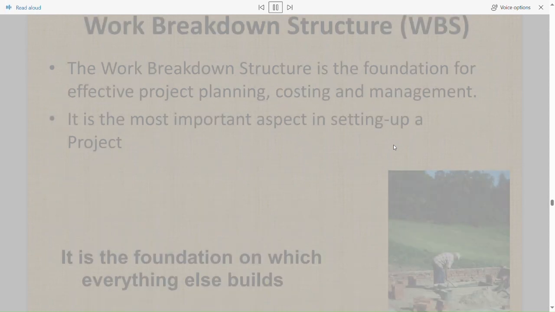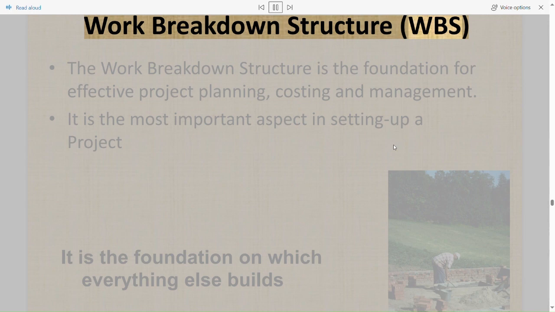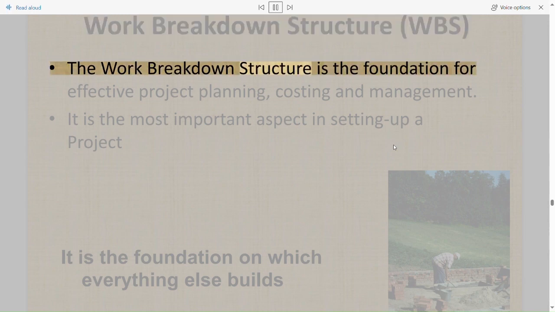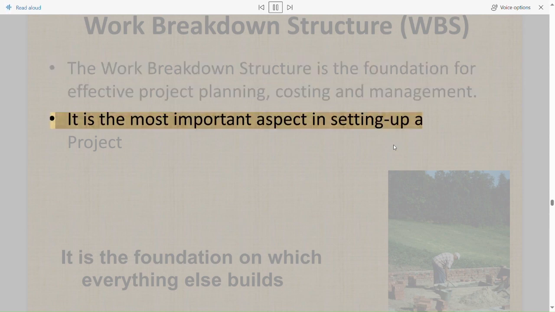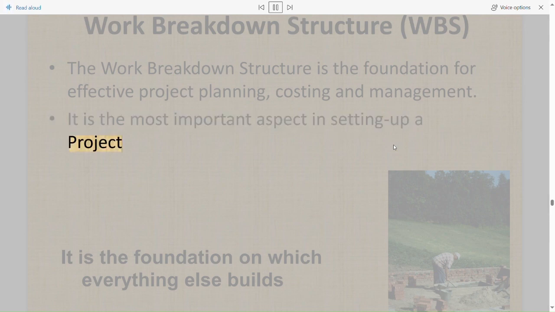Work breakdown structure, WBS. The work breakdown structure is the foundation for effective project planning, costing and management. It is the most important aspect in setting up a project. It is the foundation on which everything else builds.